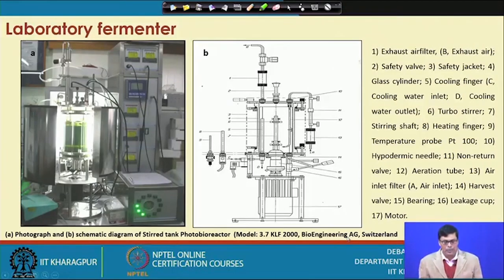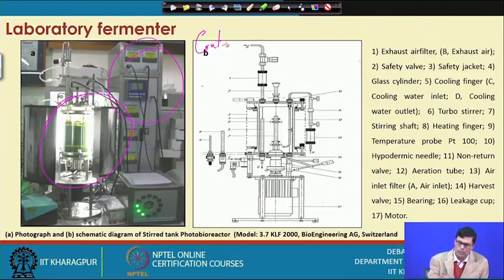Now this is in the laboratory, because I am from IIT Kharagpur, and we have a bioengineering AG fermenter. This is bioengineering AG. This is the control module. What is the purpose of the control module? We have different types of controllers and recorders, so we can monitor what is going on inside the reactor. We have different types of sensors here. With the help of sensors and probes, we can monitor.